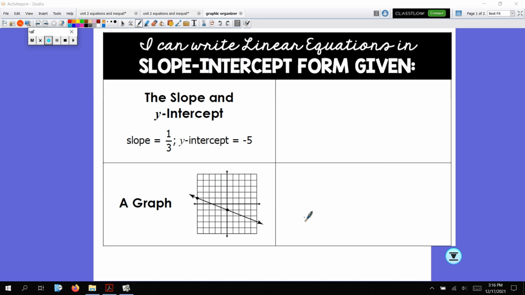All right, what I want you to do is just copy down everything I say as a review on all of the different ways we can write linear equations. Remember, a linear equation in slope-intercept form is y equals mx plus b. I'm going to write all of these equations in y equals mx plus b form.